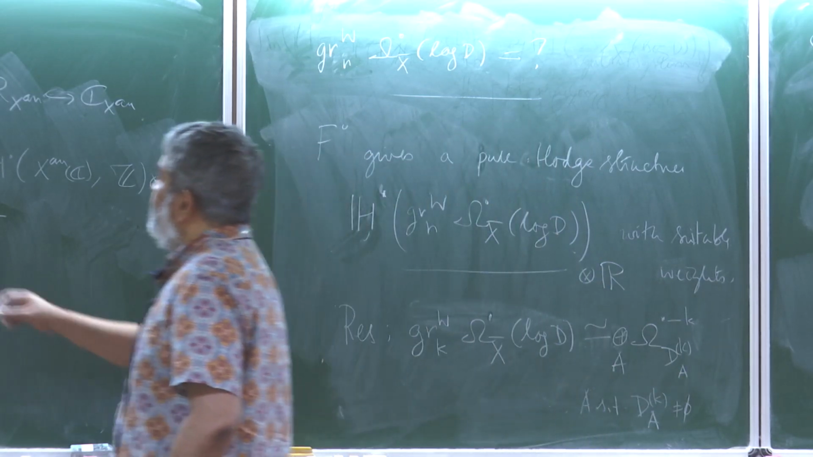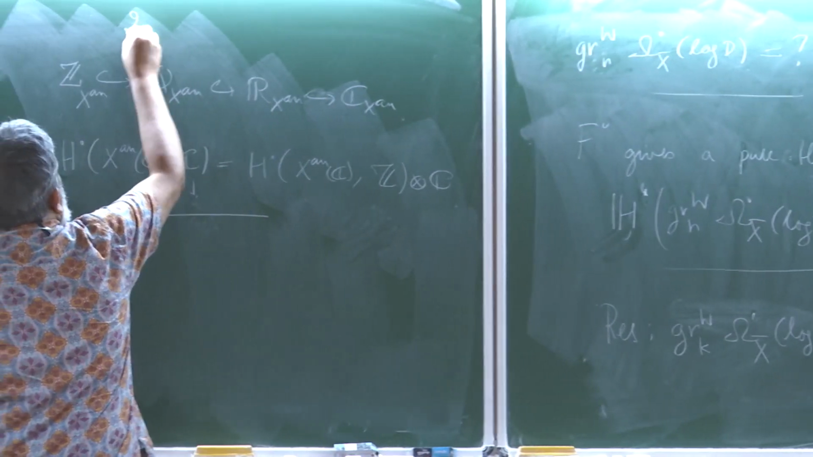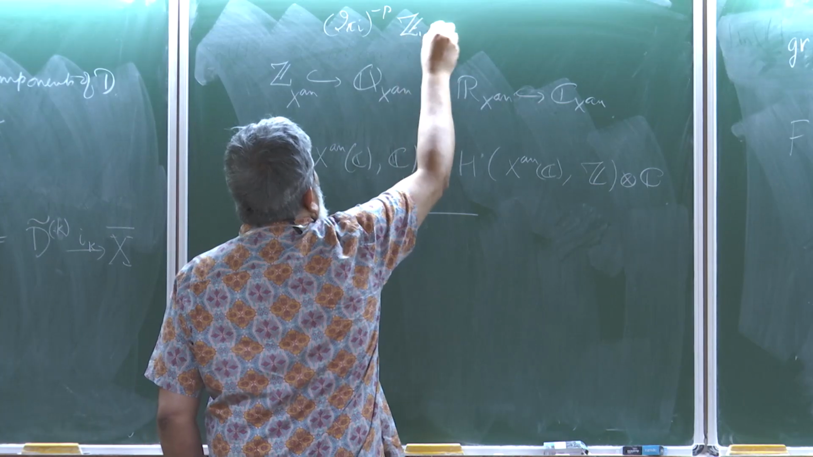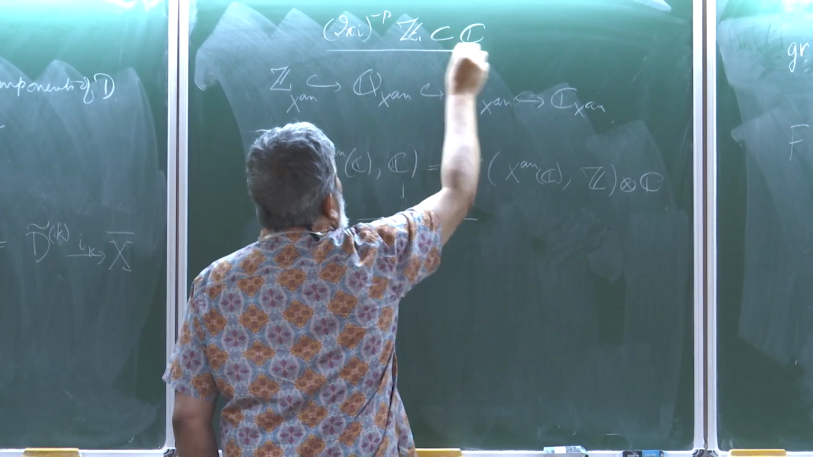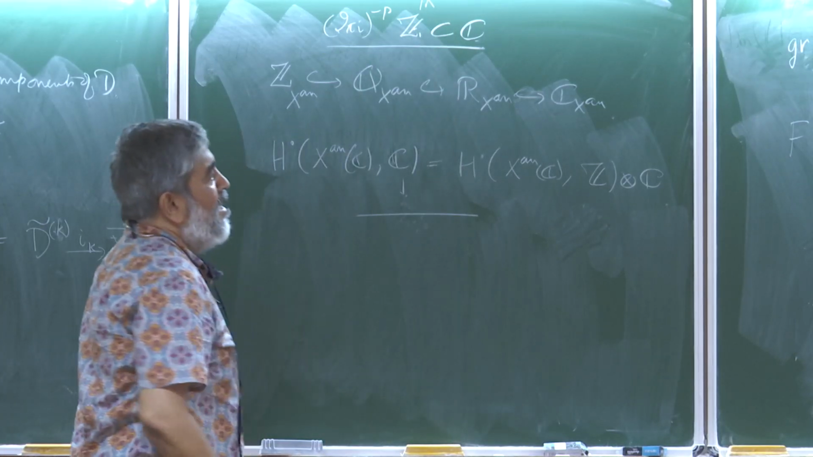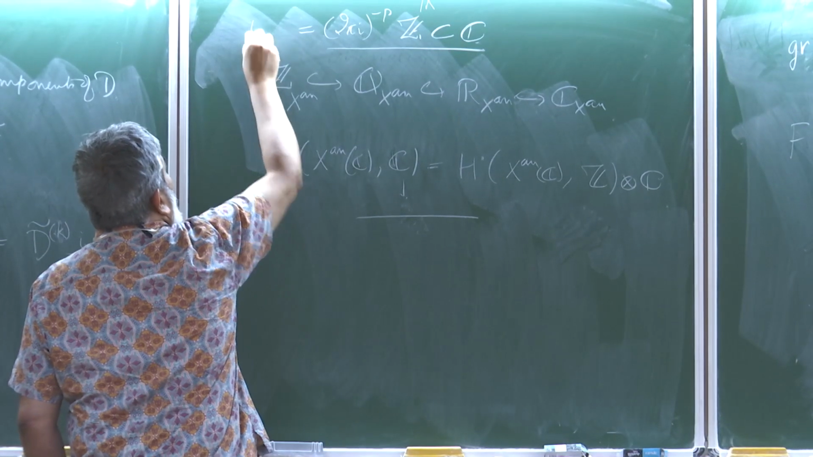So, 2 pi i to the power minus p Z contained in C, or if you want, from yesterday's notation R, this is what is called R minus p.